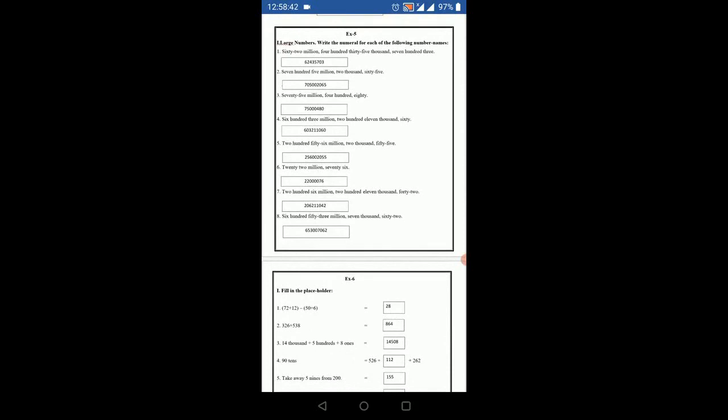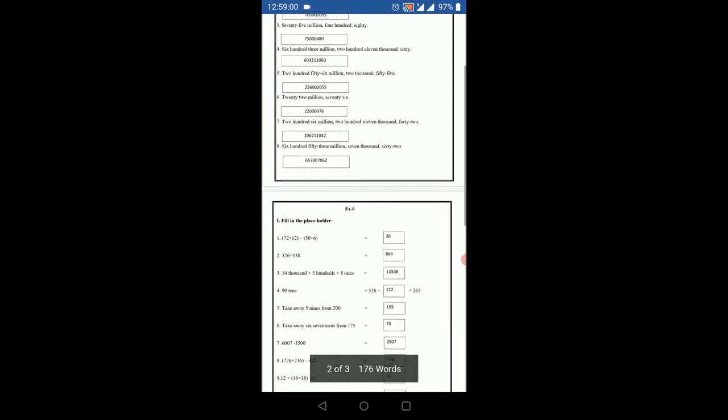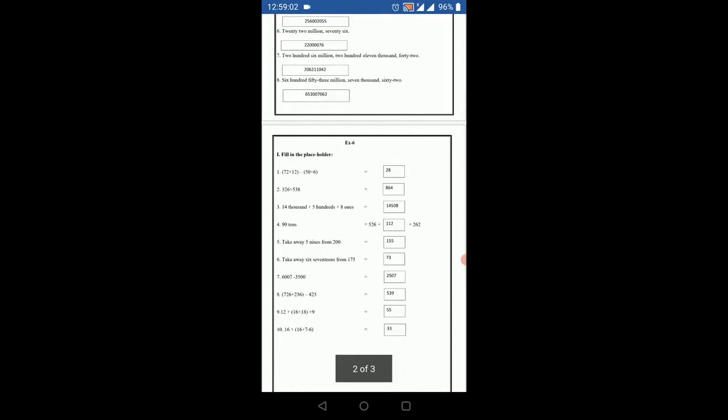Number 7, 206,211,042, so 206,211,042. 653,007,062 will be 653,007,062. Then exercise 6, fill in the placeholders.